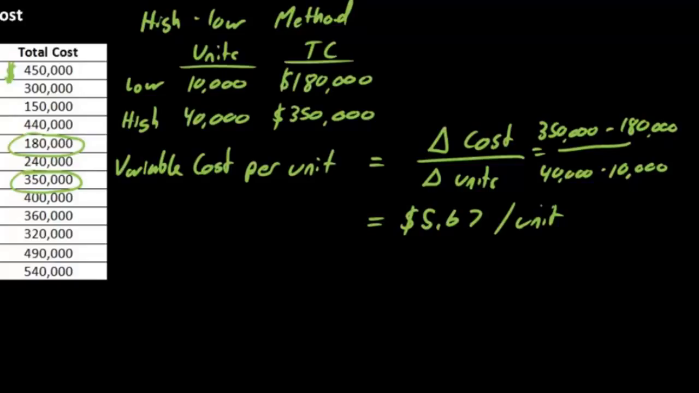So if you work all this out, you're going to get a variable cost of $5.67 per unit. And this is actually $5.66667, and I just rounded it up to $5.67. So this is our variable cost per unit. So we used our high-low method to figure out our variable cost per unit, and then from that we can figure out our fixed cost.